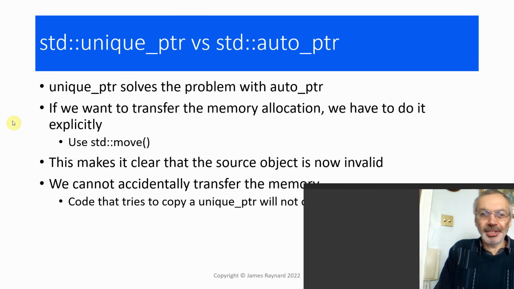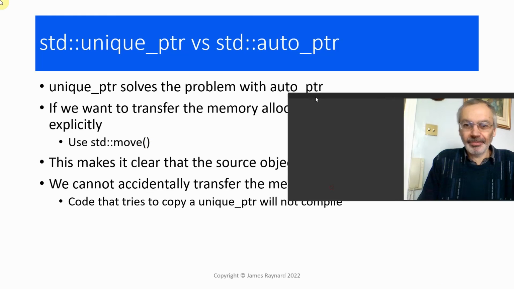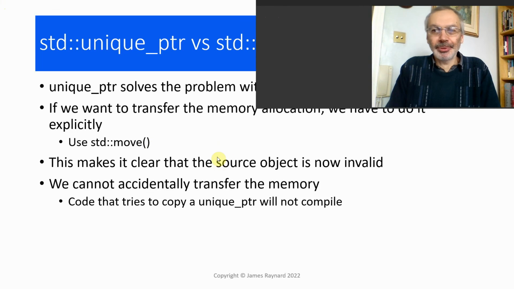If we want the memory to be transferred from one object to another, we need to do that explicitly by invoking the move constructor. So we need to put the copied from object inside a call to move, and then when you look through the code it'll be very obvious that this object has been moved from and is no longer valid. It's not possible to accidentally transfer the memory like it was with AutoPointer. If you try to copy a unique pointer then the code will not compile.